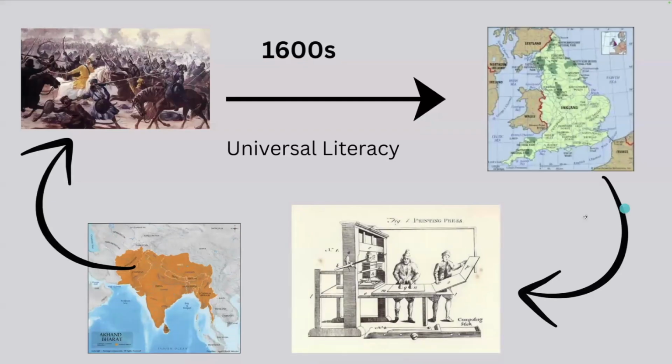So universal literacy, this is the 1600s. Now I'm looking at the West. You see, in India, there was this war and invasion. And in Europe, what happened? The printing press. The printing press came and literacy became universal. This was around the 1600s.